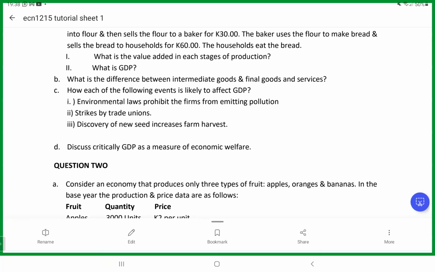Hello? Hello? If they produce the laws that prohibit the firms from emitting pollution, how does that affect GDP? Or have we forgotten what GDP is?